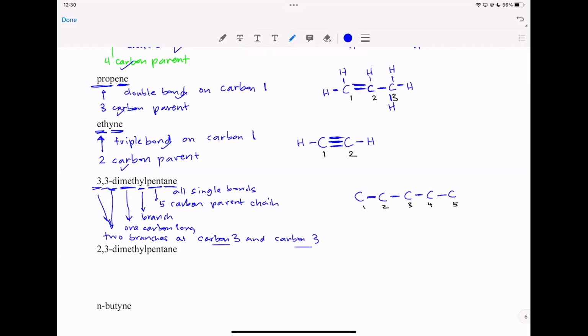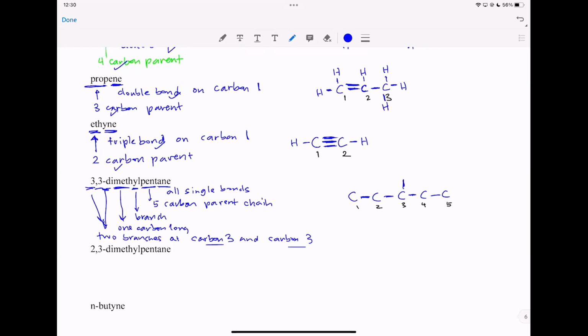So next you want to add those branches. So there are 2 branches. One is on carbon number 3, and it's 1 carbon long, so that's CH3. Another branch is also on carbon number 3, and it's also 1 carbon long, so that's CH3.